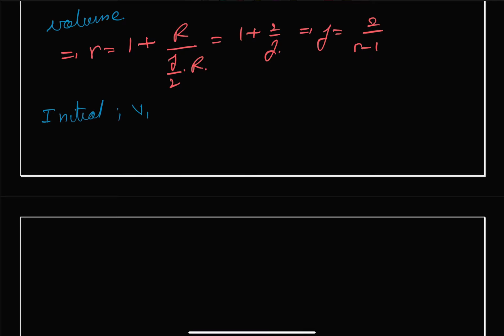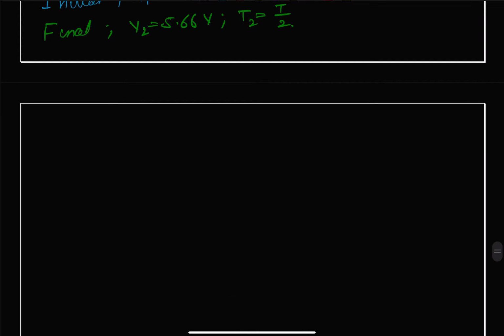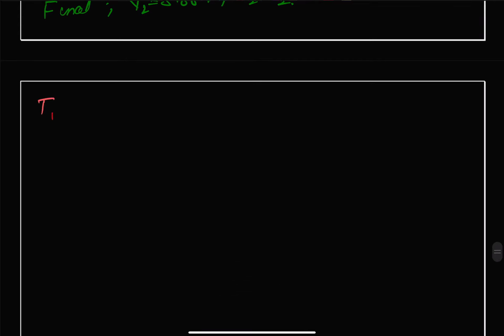volume V1 is given as V and temperature is T, and our final volume V2 is 5.66 times V, and our final temperature, that is T2, is T divided by 2. So we can use the adiabatic relationship, which gives us that T1 V1 raised to gamma minus 1 is equal to T2 V2 raised to gamma minus 1.